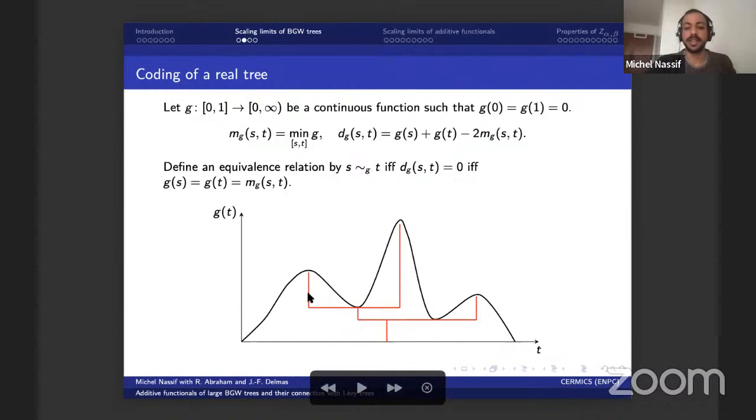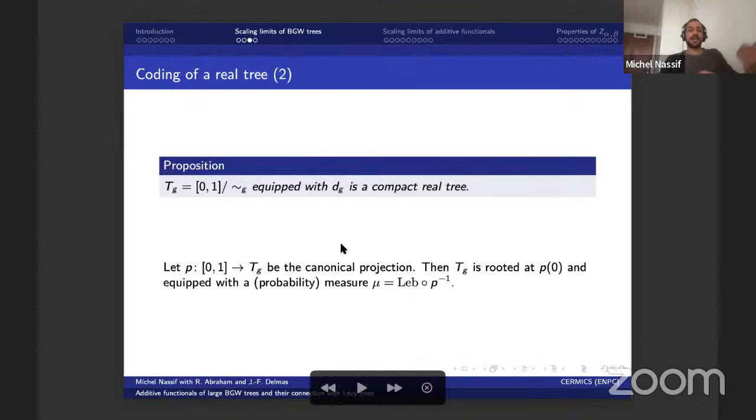And what you get is the real tree, drawn in red, where you identify points that see each other on the graph of g. So this is a practical way to construct real trees. This is the following proposition. By doing this, you get a compact real tree, and moreover, there's a natural way of equipping it with a probability measure by just taking the push forward of the Lebesgue measure on [0,1]. Okay, so it's an easy way to construct measured real trees.